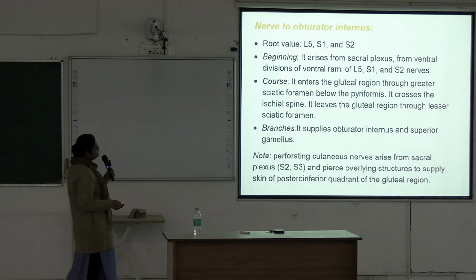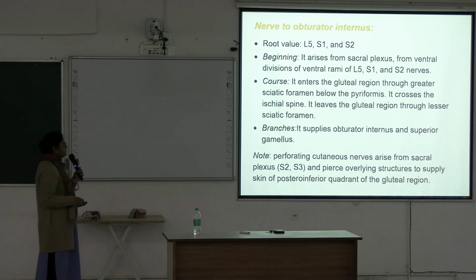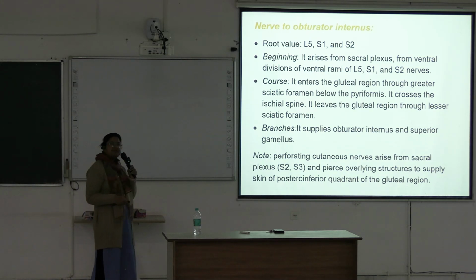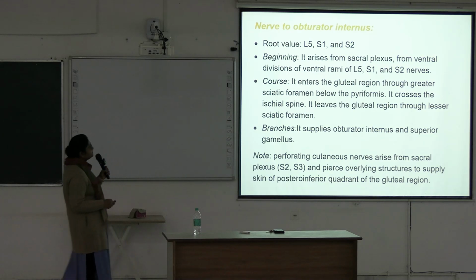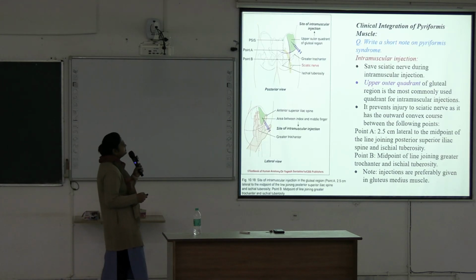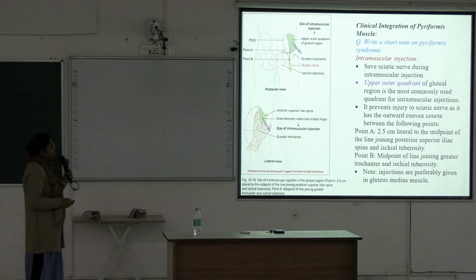Perforating cutaneous nerves arise from sacral plexus and pierce the overlying structures to supply the skin of posterior inferior quadrant of gluteal region. So all these are nerves of gluteal region. So next we go to clinical integration of piriformis muscle. This is very frequently given.